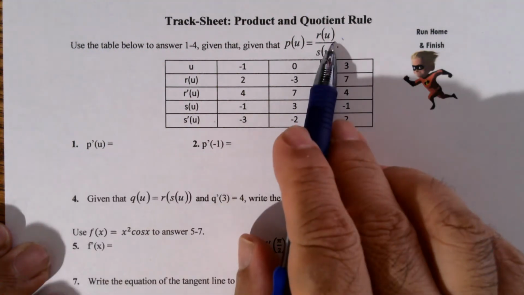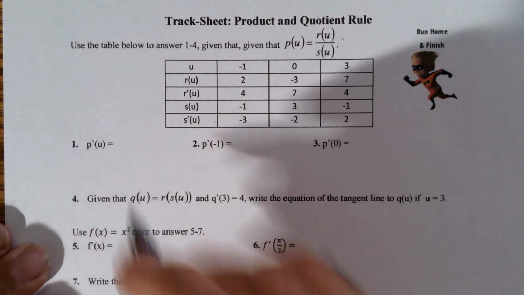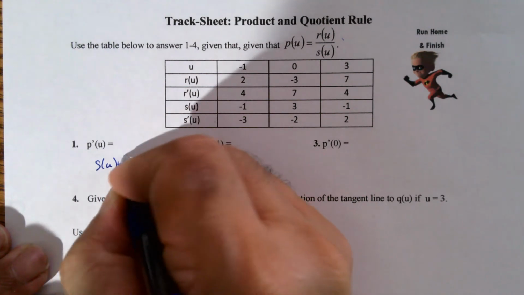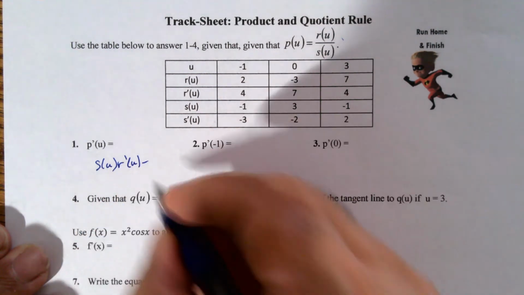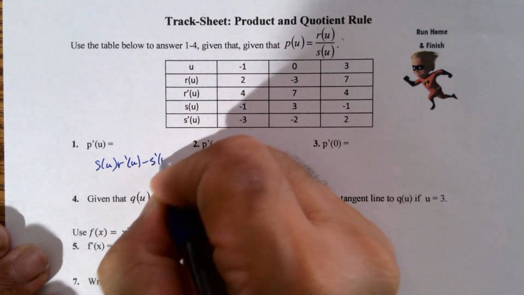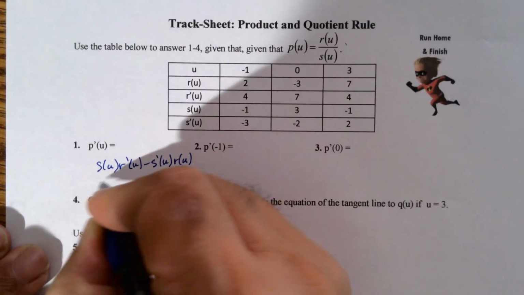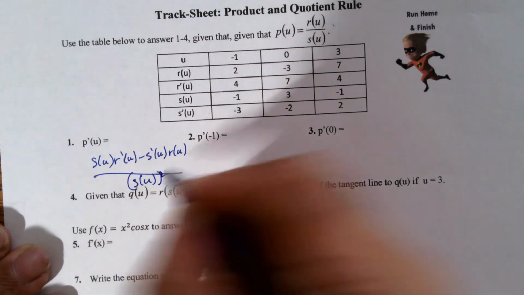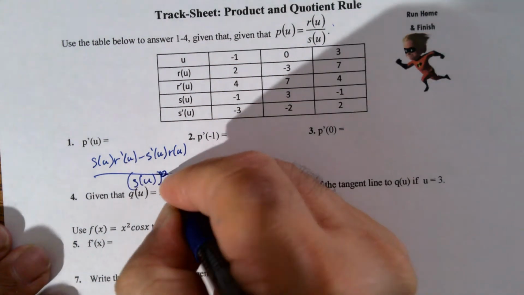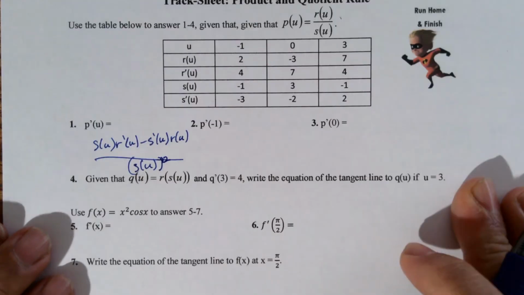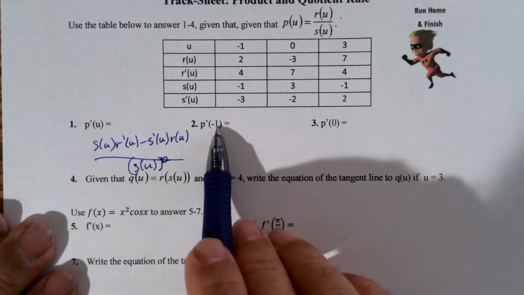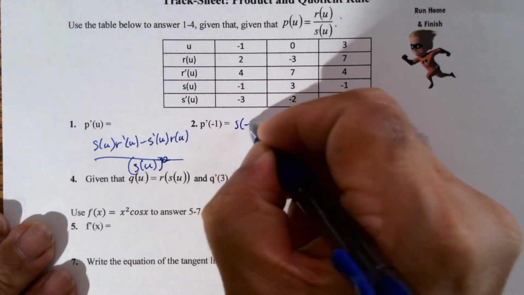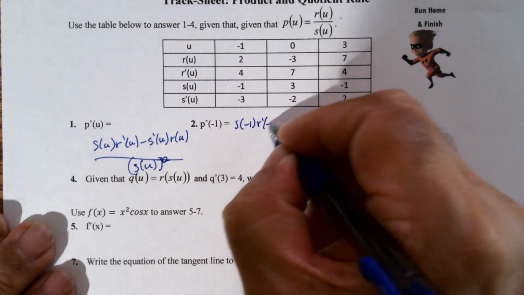So we're given r p of u, so quotient rule. So it's s of u times the derivative of the numerator, r prime of u, minus, switch the roles, s prime of u, r of u, over s of u squared. That's to the second power there. Now let's find the derivative at -1. So we're plugging -1 into that. So we're doing s of -1 r prime of negative 1.